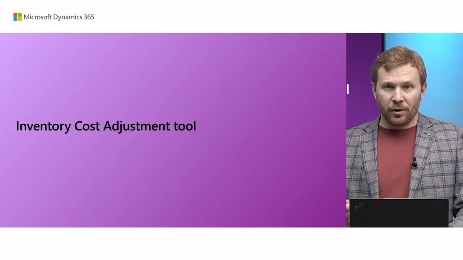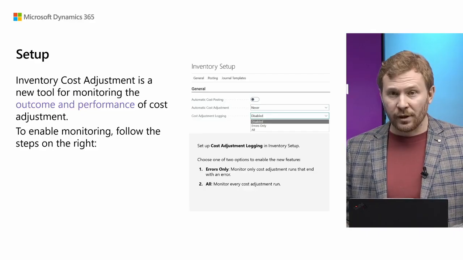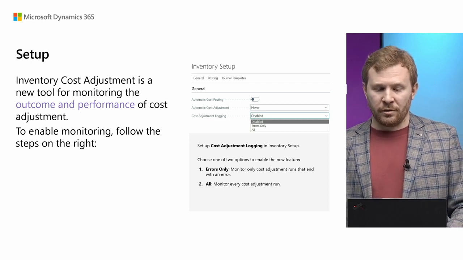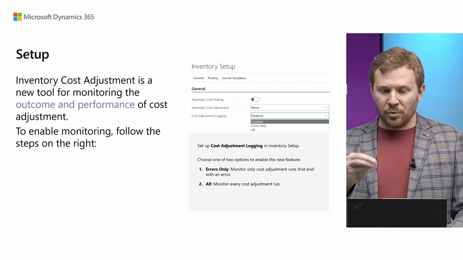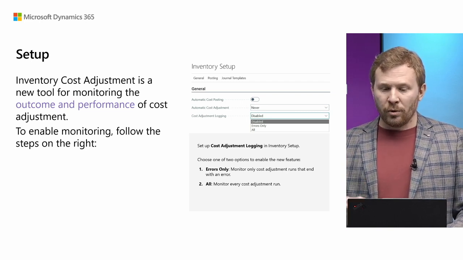To duly respond to these challenges, we are now presenting the Inventory Cost Adjustment tool, a new tool for monitoring the outcome and performance of cost adjustment. To begin with, go to Inventory Setup and choose one of two options in the Cost Adjustment Logging field. Errors Only will log only those cost adjustment runs that fail, and All will give you the full picture. And now, off we go for a demo.